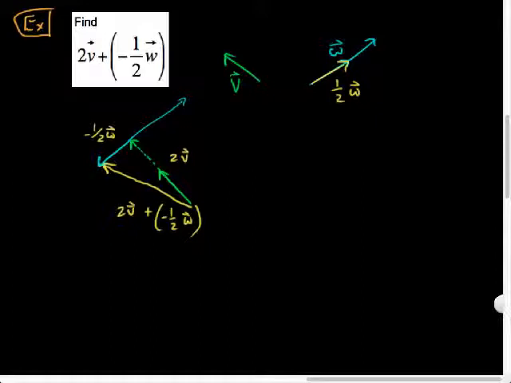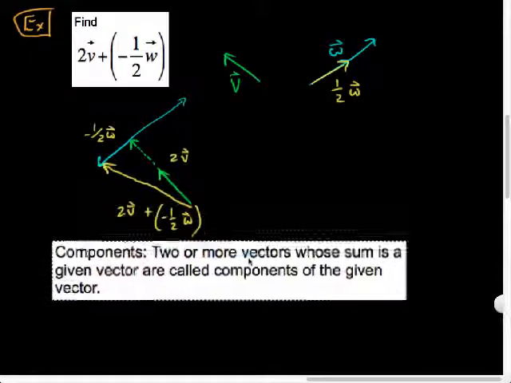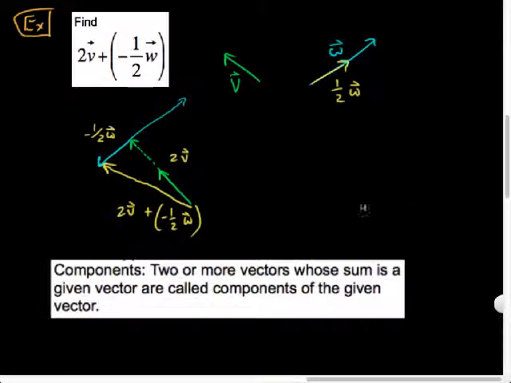because it does apply to this. We didn't get to all the examples, but that's fine. We learned ourselves good today. Components. Two or more vectors whose sum is a given vector are called components of the given vector. So the resultant was the sum. Components would have been the little guys that were added together to make it.